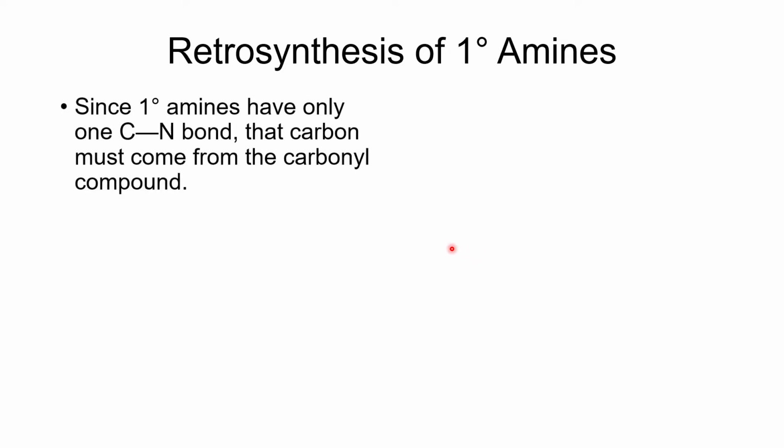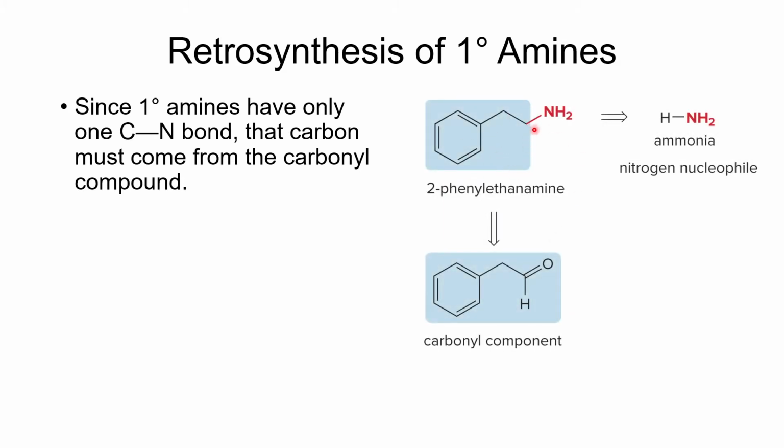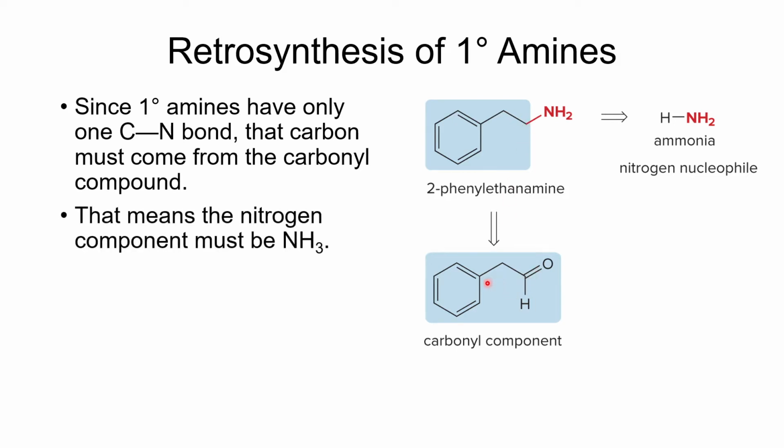All right, so here let's look at another example. If we want to make 2-phenylethanamine, there's only one particular bond that we could form by the reductive amination. So it's this bond, which means our starting amine is going to be ammonia, and our starting carbonyl compound is going to be where we have carbonyl here, which is going to be this aldehyde. So phenylacetaldehyde would be our starting material there.